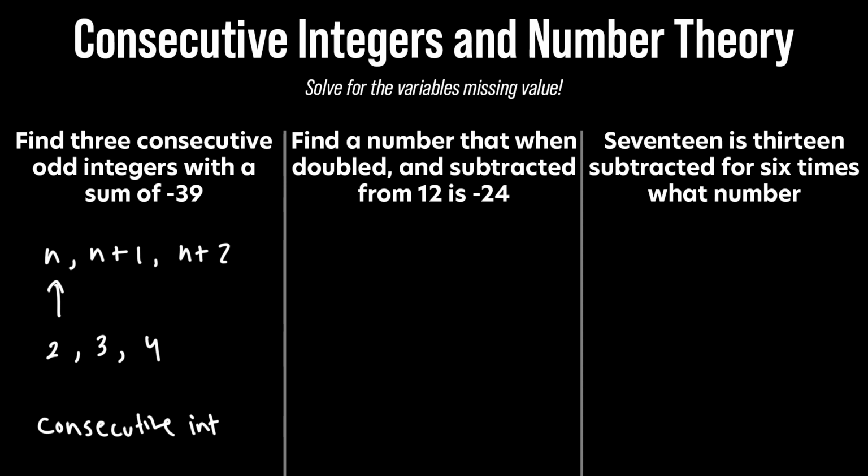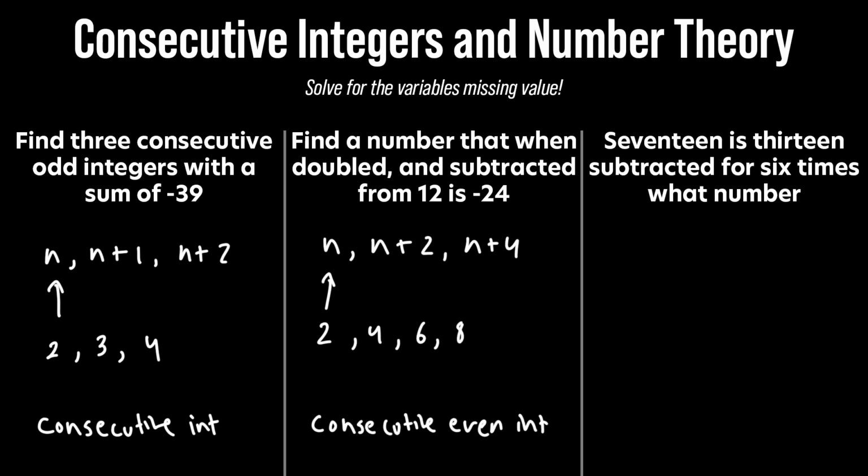Consecutive even integers are integers that are only even numbers. So in this case, it would have to be n, n plus 2, n plus 4, and so on. The reason why is because if you chose 2, then you'd have 4, 6, and then 8, etc. These are all even numbers. So they have to be in increments of 2, otherwise they won't be even numbers. And thus, these are consecutive even integers.